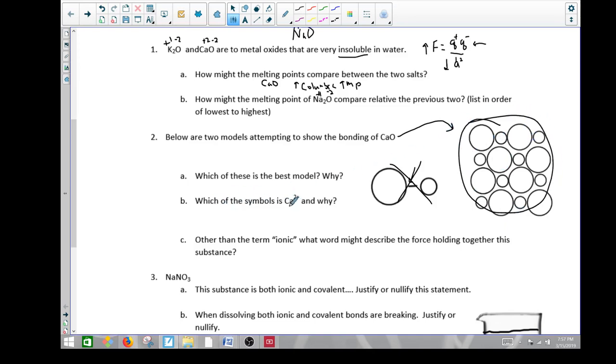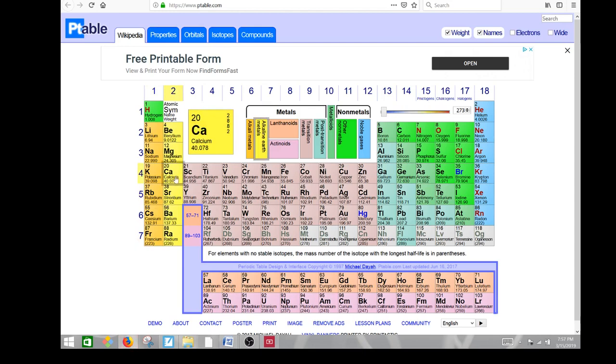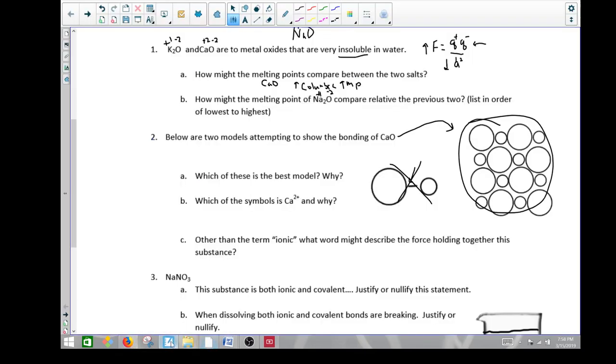Which of the symbols is calcium? How many energy levels do we have? Let's find these on the periodic table. Calcium is here, oxygen is way over here. Oxygen has only 2 energy levels versus calcium with 4. Even as an ion, calcium still has more. So the big one is the calcium atom, and the small one is the oxygen.